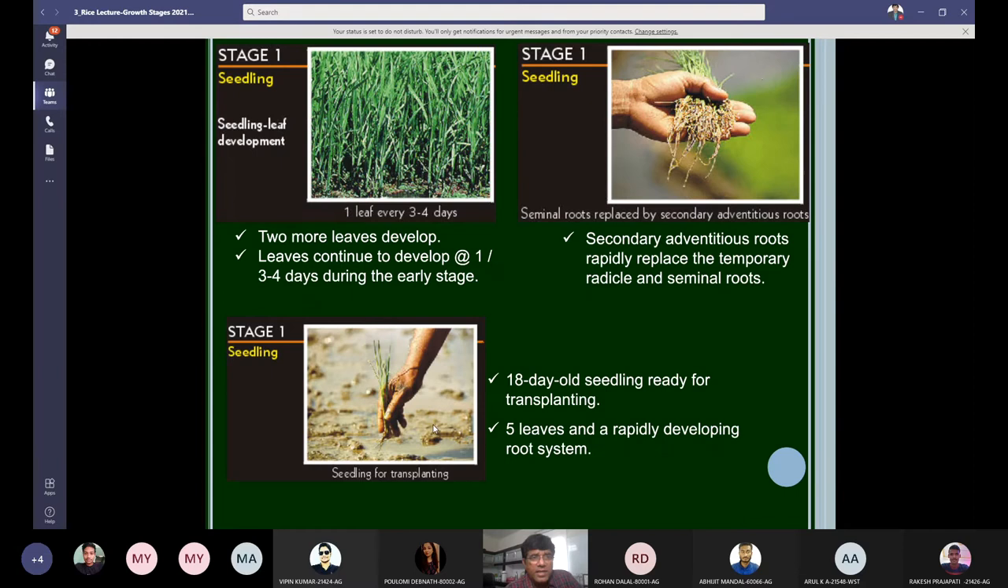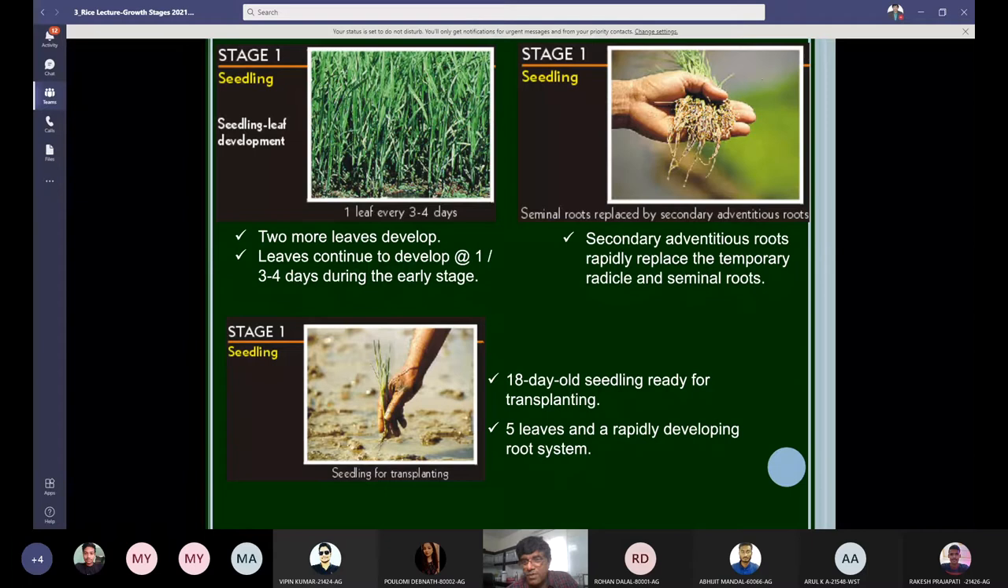Then the seedling stage continues. Two more leaves develop, one leaf every 3 to 4 days. Two more leaves may develop, and leaves continue to develop at the rate of 1 per 3 to 4 days during the early stage. An 18 days old seedling is ready for transplanting. Normally 18 days is ready. However, in India, we recommend 20 to 25 days old seedlings for transplanting. The seedling will have 5 leaves and a rapidly developing root system.